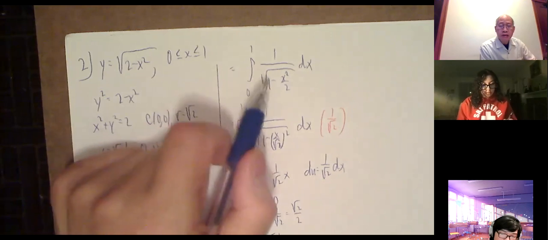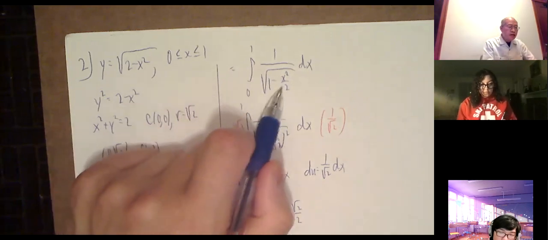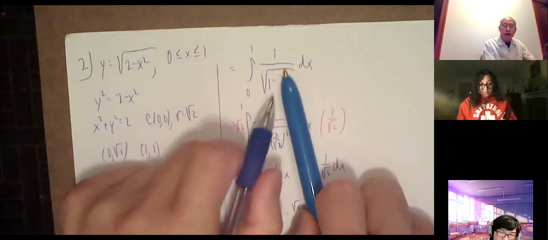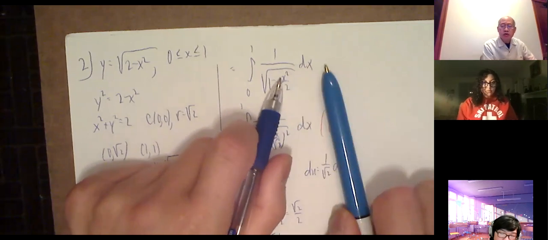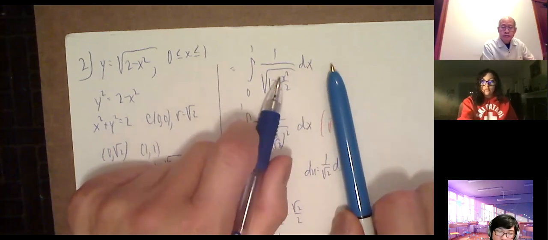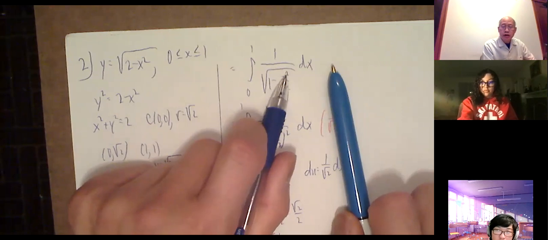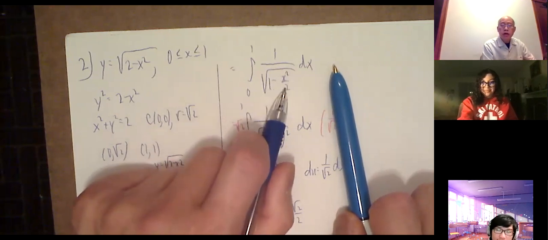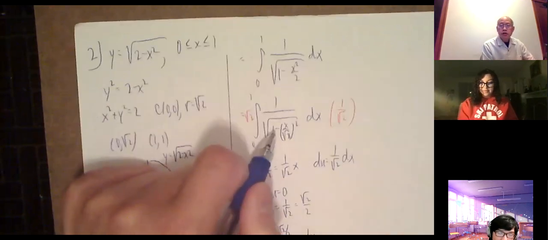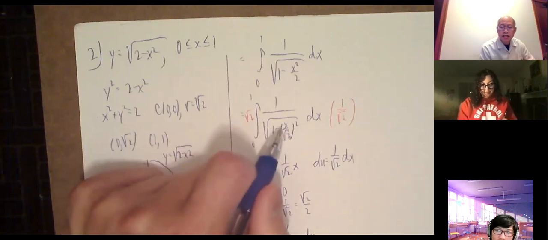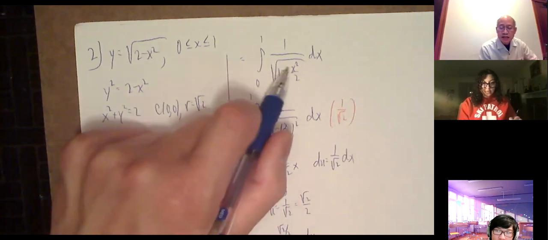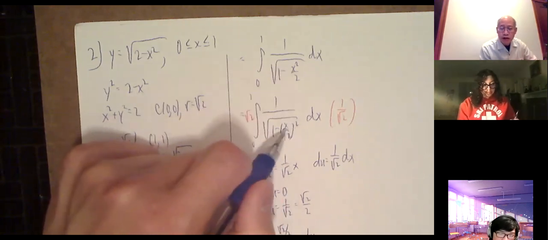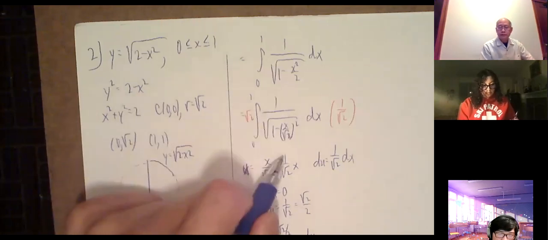So the game I'm going to play is I need to write this as something squared. What do I square to get this? Well, I want x squared. What do you square to get 2? Radical 2. So I write it as 1 minus parentheses x over radical 2 squared. I claim this is the same as this. If you square this, x squared over radical 2 squared is x squared over 2.